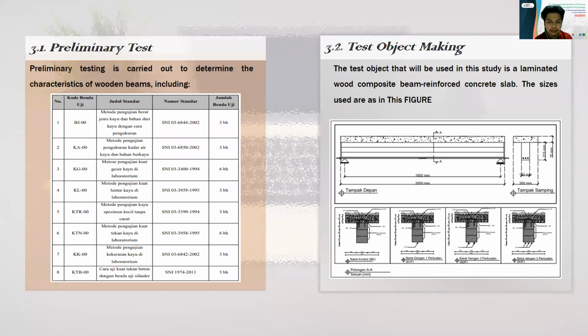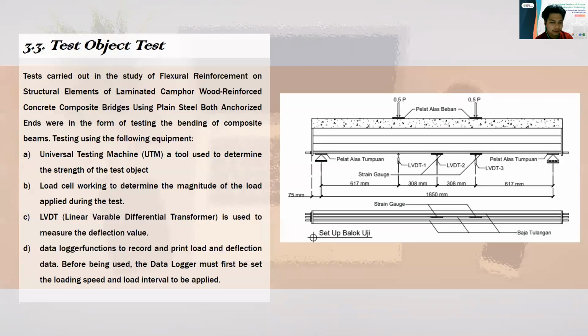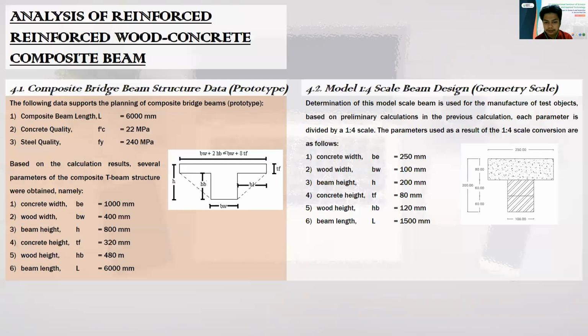Next, here is the figure of the beams we made and the object test using testing material UTM, load cell, LVDT, and the last, data logger. Here is the analysis of the reinforced wood concrete composite beam. For the composite beam structure, the data is a prototype.